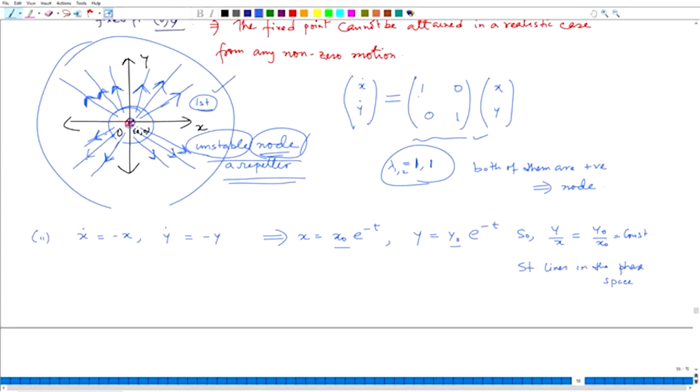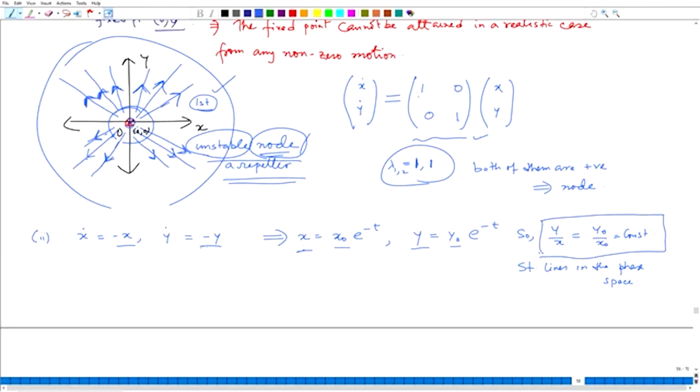Straight lines with respect to the fixed point, but what is the fixed point? Right from the beginning you have to understand that the fixed point is actually 0 0. So when you calculate these phase space trajectories, this is not necessarily in the neighborhood of the fixed point.